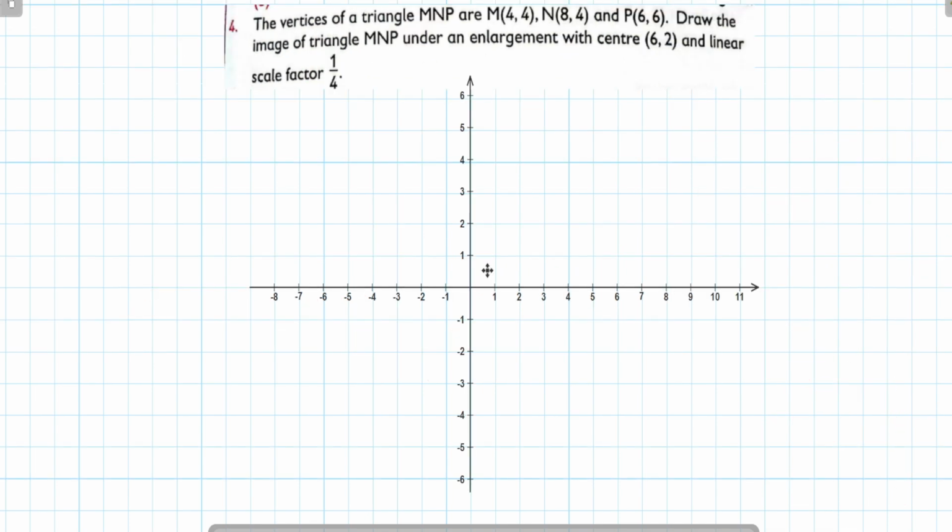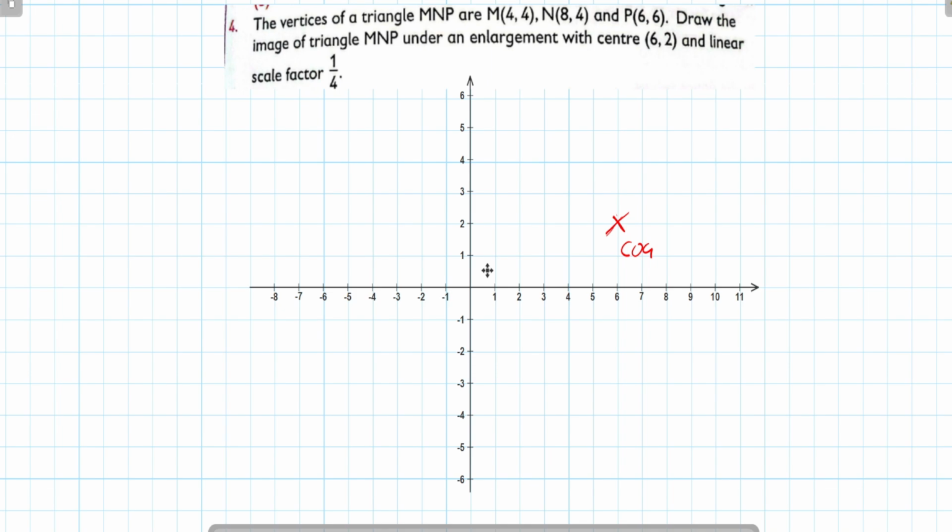Now this is another question where the center of enlargement is different, origin tena, so that formula won't apply here. The vertices of a triangle M and P are M 4,4, N 8,4, and P 6,6. Draw the image of triangle M and P under enlargement with center 6,2. So enlargement center 6,2. So this is your center of enlargement. So let me nionyeshe kabisa. So this is your center of enlargement.